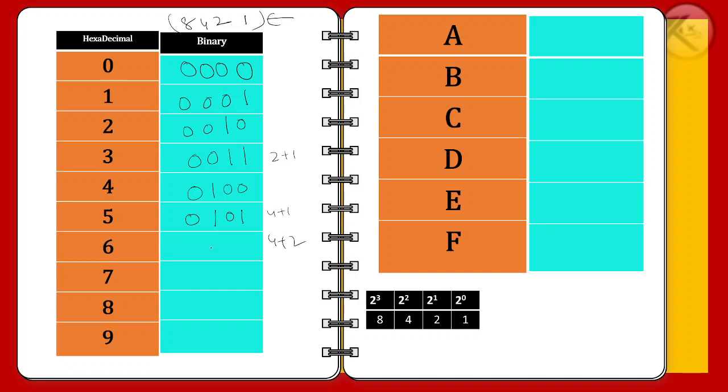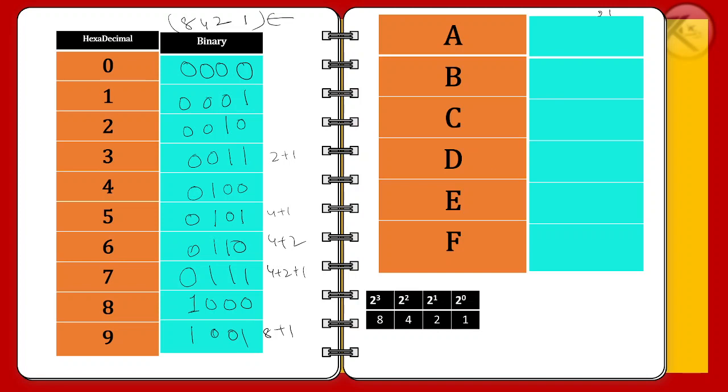4 plus 2 is 6. 7, 4 plus 2 plus 1 is 7. So this weight 8 will be 0, and the rest of the bits will be 1. 8, this is 8. 9, 8 plus 1 is 9.